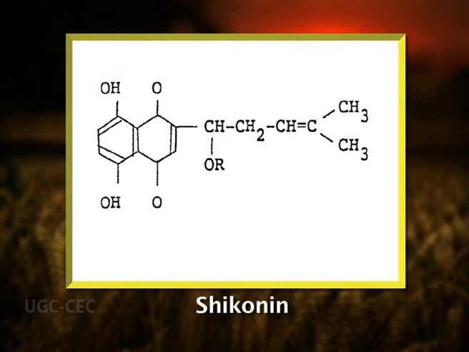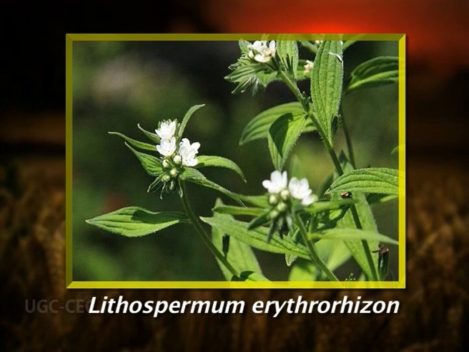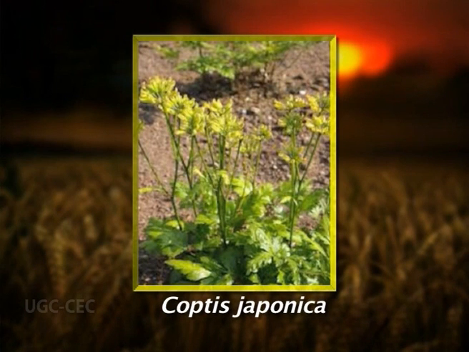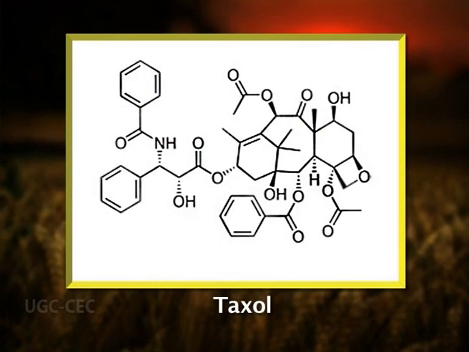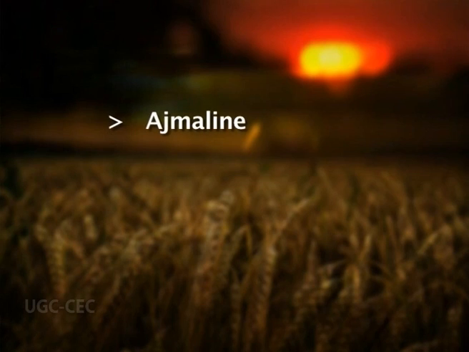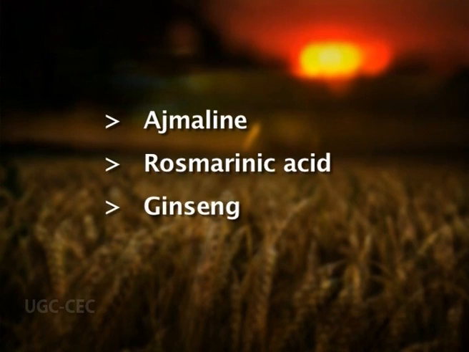For example, shikonin, an antiseptic drug, is produced on a commercial scale from cell cultures of Lithospermum erythrorhizon. Similarly, berberine with antibacterial and anti-inflammatory activities is produced on large scale from Coptis japonica cell cultures, whereas Taxol, which is used against breast and ovarian cancers, is produced from cell cultures of Taxus species. A number of other compounds like ajmaline, rosmarinic acid, ginseng, etc. are also produced on commercial scale.